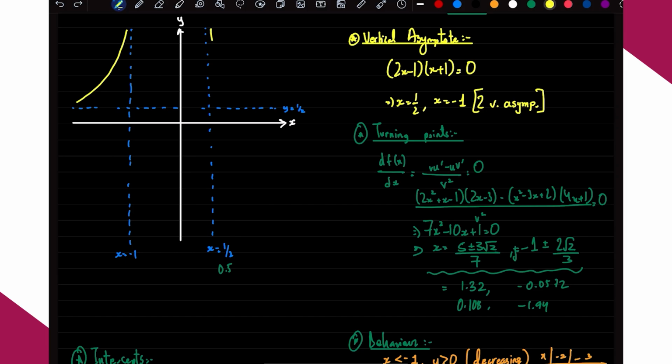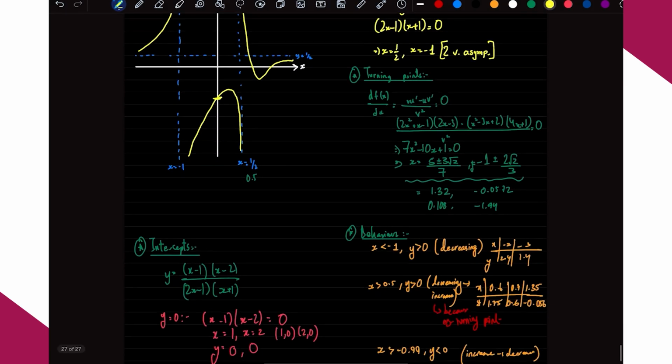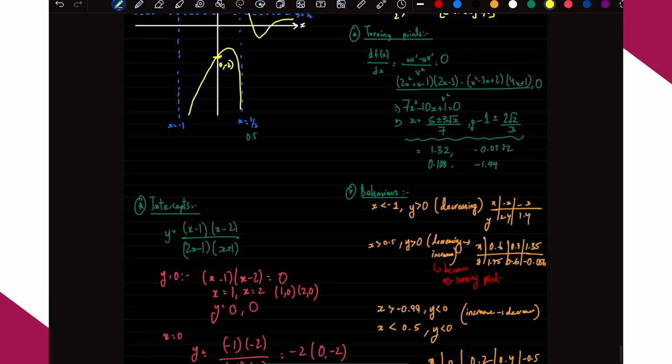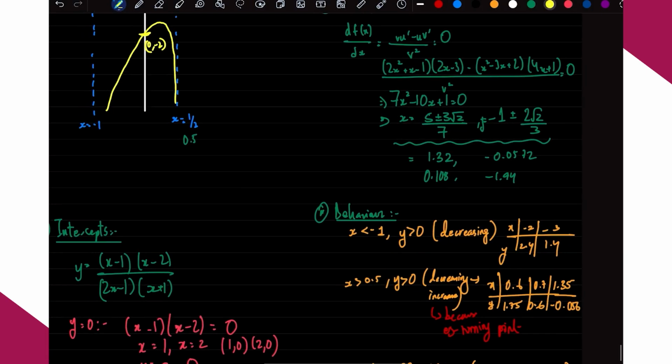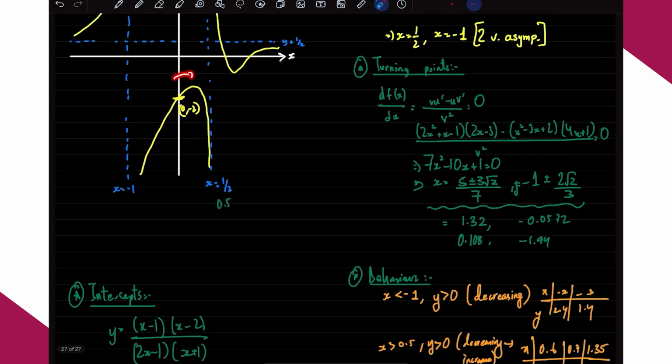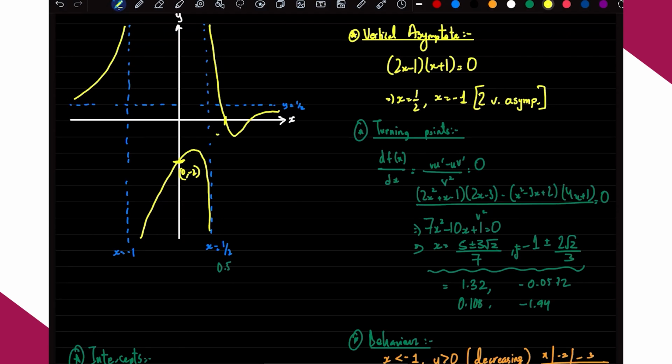I'll try to draw this a little bit more nicely. Trying not to touch this. So right here is going to be our value. It's going to be (0, -2). Right? It's actually less than the turning point, which we found out to be not a turning point actually. It's a little bit to the left, which is right here. So that's going to be this, and it's -1.94. So it's actually above -2. So that's probably our turning point, right? Okay. With that being said, this is going to be (1, 0), and this right here is (2, 0).